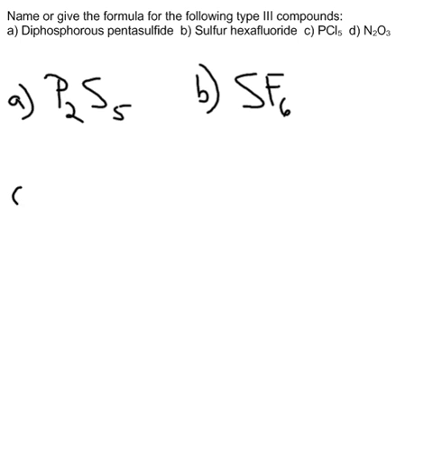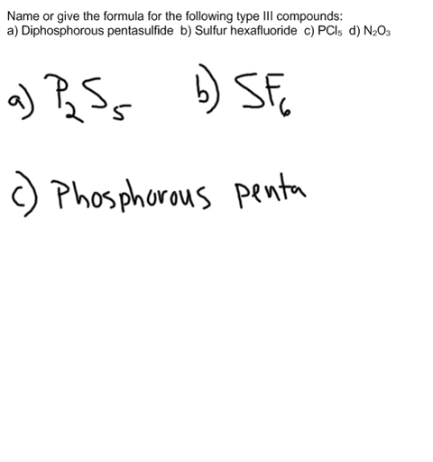Going the other way is just as easy if you know the prefixes. PCl5 means 1 phosphorus, so we'll call it just phosphorus. Remember, you don't use the mono if it's the first non-metal. So it would be phosphorus pentachloride. So the penta means the 5. That's what's telling us we have 5 chlorines there.